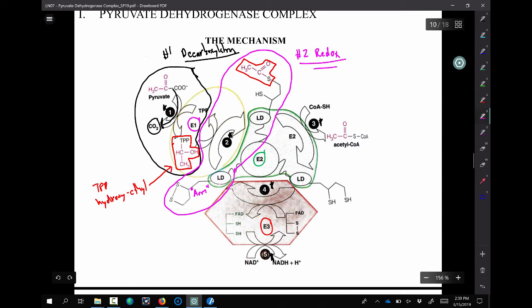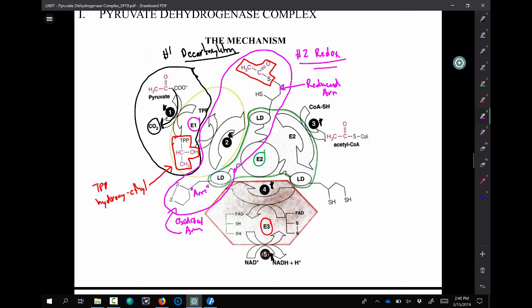Okay? So here's our arm. And we could say that this is the reduced arm. And this is the oxidized arm. Okay. That's step number 2, redox reaction. Question? Maybe it's not clear, but does the arm itself swing, or does the whole subunit? The arm itself is moving. Yep, so the question is, does the arm itself move, or is it E2 that's moving? It's the arm. Okay?